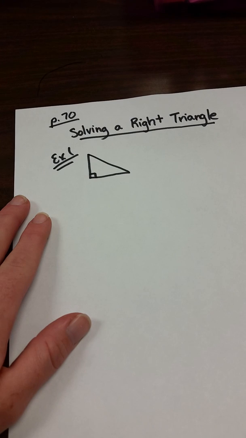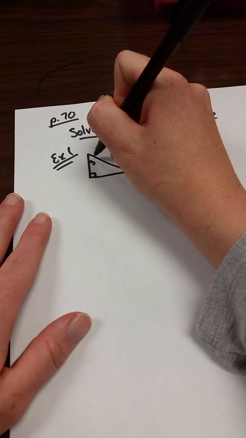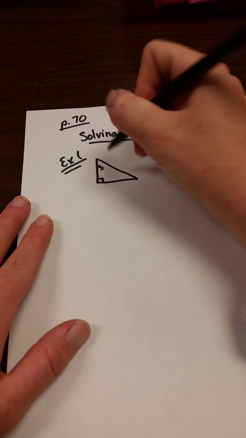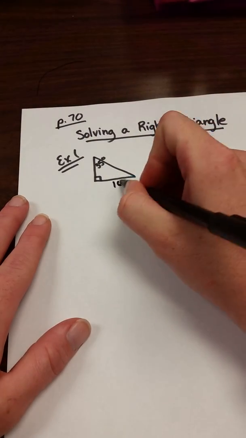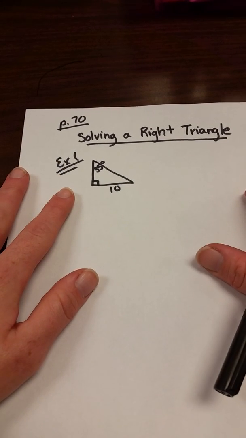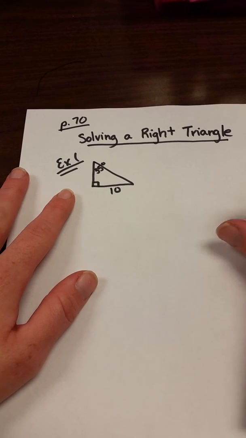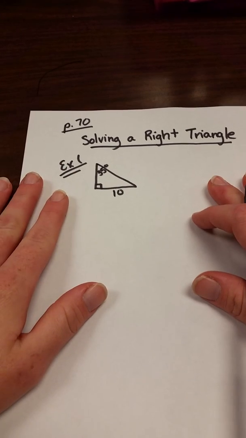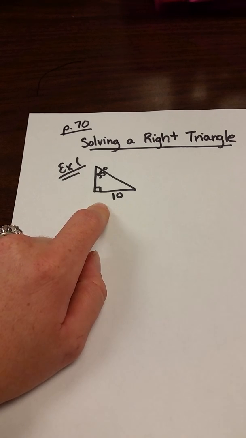We have a triangle like this. And we have 35 degrees up there, and then a 10 over here. Your instructions will be to solve the right triangle, and that means you're going to find all the missing sides and angles. So there's not going to be any variables in your picture. This is what your problem will look like, and so you'll have to find everything that's not there.